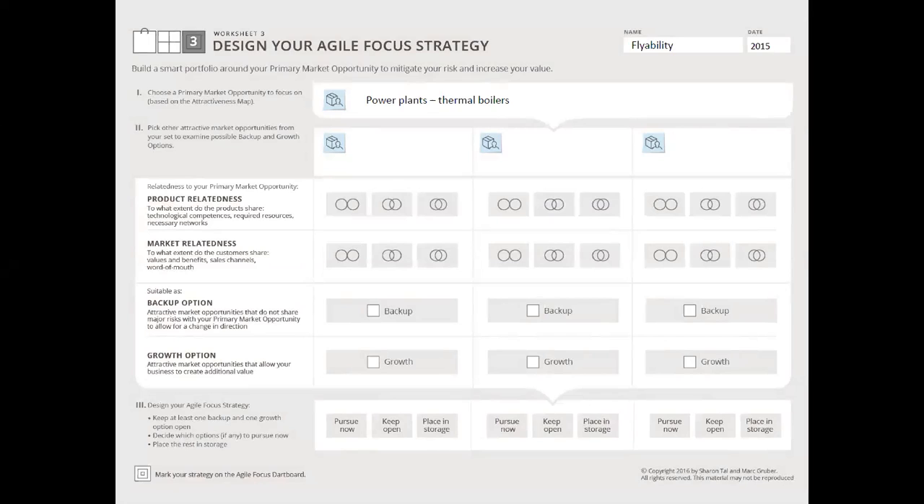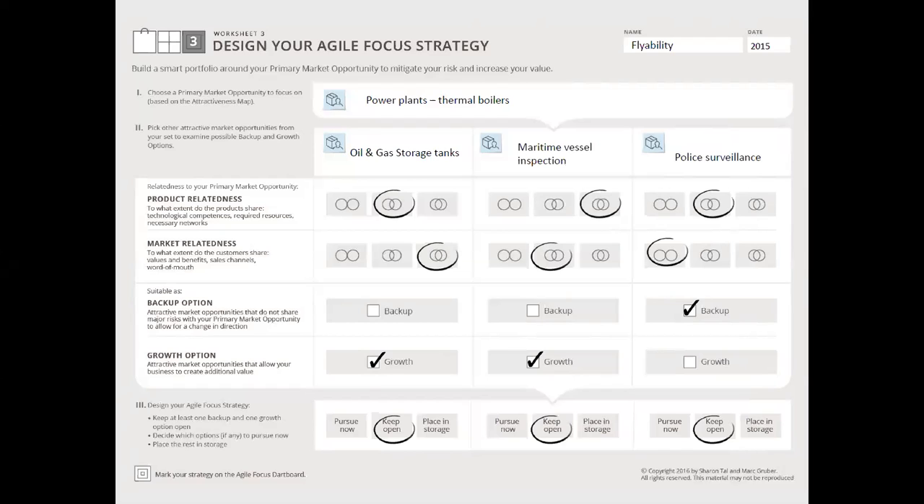Then they looked at these other paths and evaluated how related they are to this primary market. So for example, if we look at the oil and gas storage tanks, these are relatively related in terms of the product and tightly related in terms of the market. So this opportunity could actually be an interesting growth option for Flyability, and they decided to keep it open. They did the same when they examined the vessel inspection for the maritime industry and the police officers for surveillance purposes.